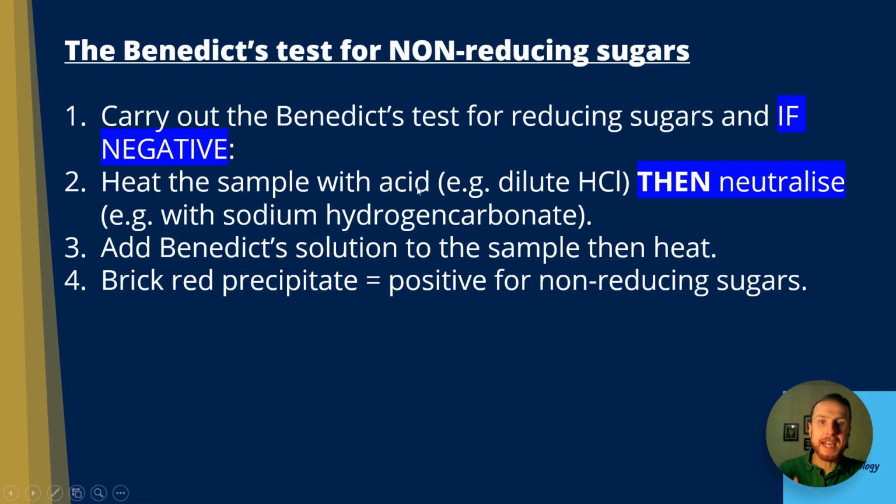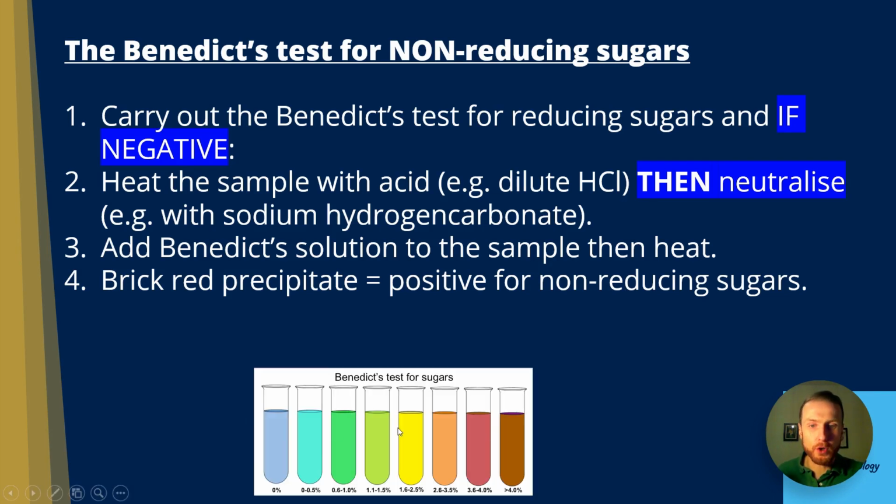Then, once we've heated it with the acid, we neutralize it using an alkali such as sodium hydrogen carbonate. AQA give the example of sodium hydrogen carbonate in some of their past paper questions, so that's why I've included it here. You will then add Benedict's solution to the sample and heat it. And this time, if you get a brick red precipitate, that will show that you're positive for non-reducing sugars, because there were no reducing sugars in the first test, but it was positive in the second test, proving the presence of non-reducing sugars. So here again, we can see our colour chart showing the negative to positive results.